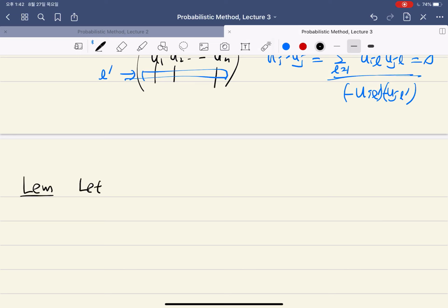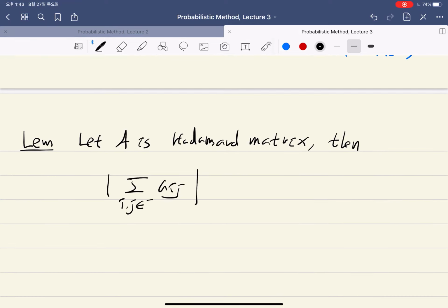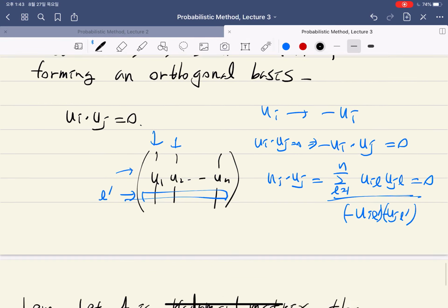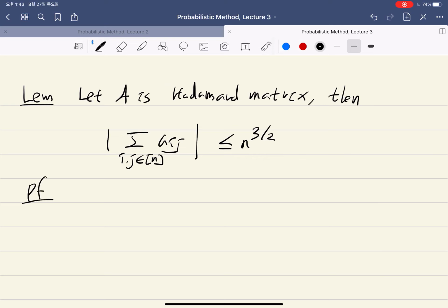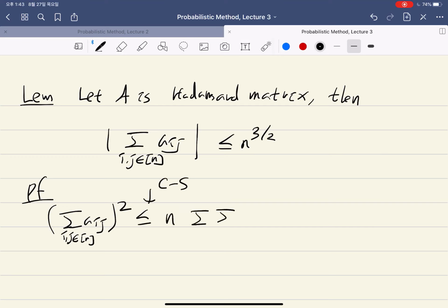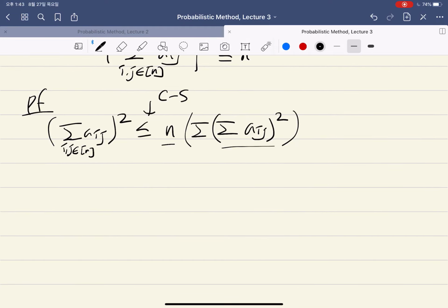But we know that if A is Hadamard, then the summation of all the entries cannot be too large. It's at most n to the 3 over 2, which always serves the purpose. Why does it hold? It's not too difficult. Instead of bounding this directly, you square it. Then by Cauchy-Schwarz, you divide the sum into many pieces and sum each piece. And then here is the summation of 1 squared, which is n. So you get this inequality.